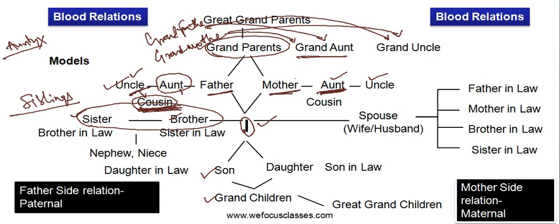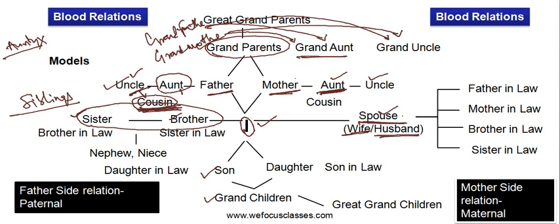Simply remember, in your generation, other than your siblings, everyone is a cousin, except there is one relation. What is that relation? Spouse relation. If you are a male, you'll be getting a wife. If you are a female, you'll be getting a husband. So whether it is a wife or husband, we simply put it in terms of spouse. So wife and husband is called spouse. You got married, you got a spouse.